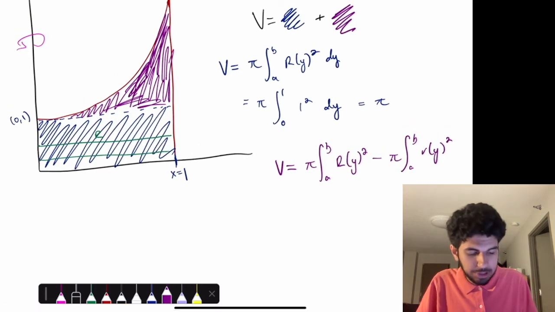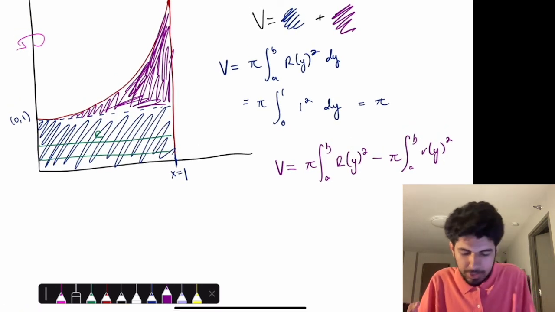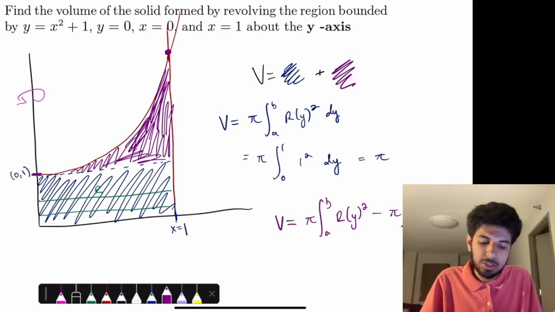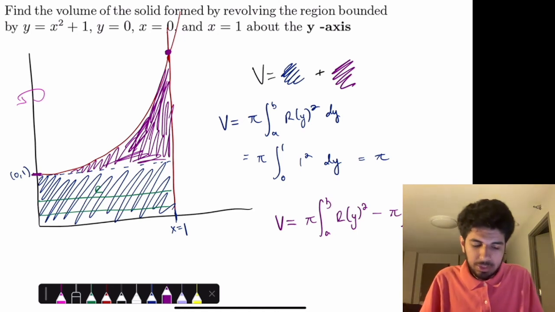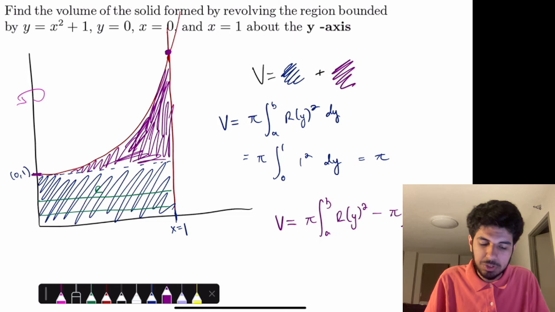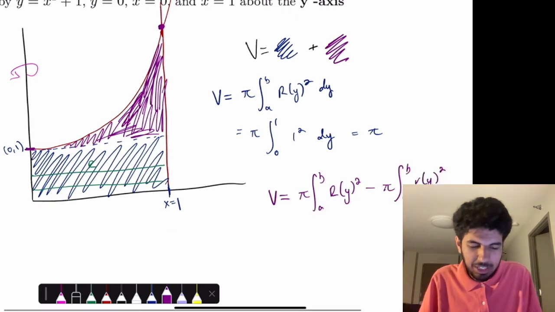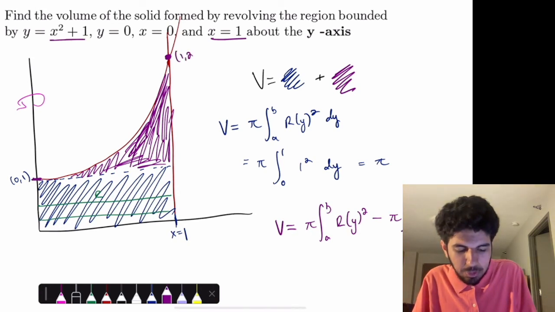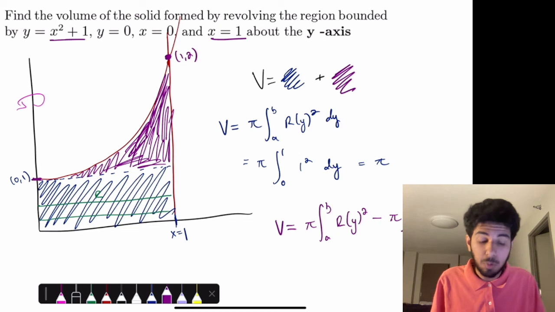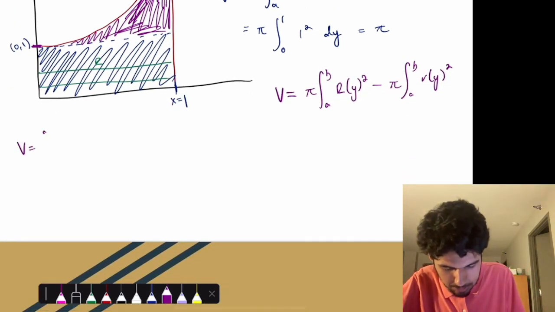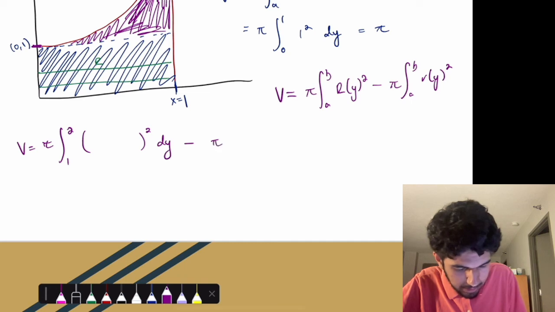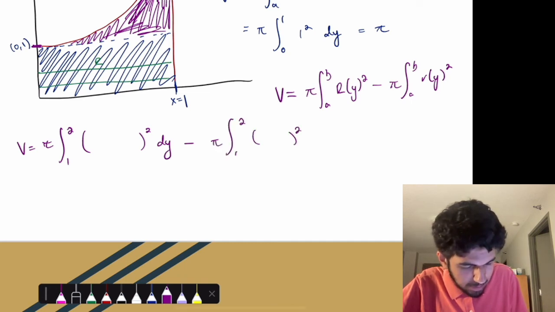Let's handle the bounds of integration. We know we'll start at 1 because that's right here where the other one left off. The upper bound will be dependent on where these two curves intersect. So we're looking at the curves y equals x squared plus 1 and x equals 1. You can plug x equals 1 into here and get that this is the point (1, 2). So our bounds are from 1 to 2. So V equals pi integral 1 to 2 of something squared dy minus pi integral 1 to 2 of something squared dy.